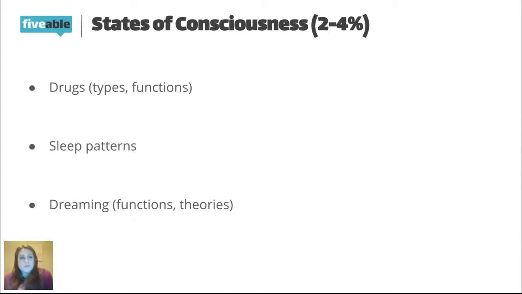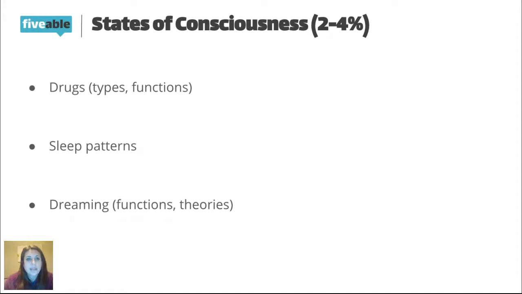First and foremost, drugs are important in this unit. It's the way we alter our state of consciousness. So just review the various types: barbiturates, opiates, hallucinogens, amphetamines, things like that. Make sure you review the different types of drugs and understand what the functions are. If they bring you up, if they bring you down, what do they do to your nervous system, that sort of thing.